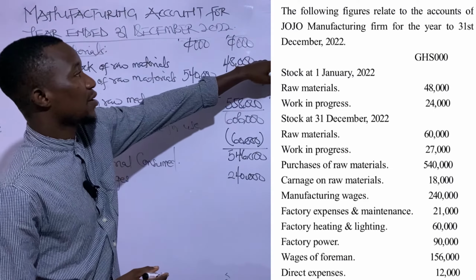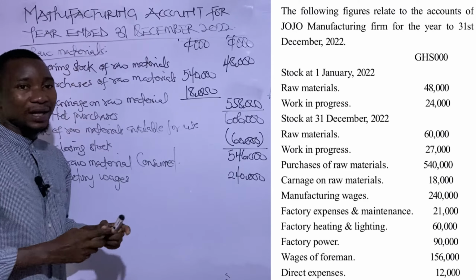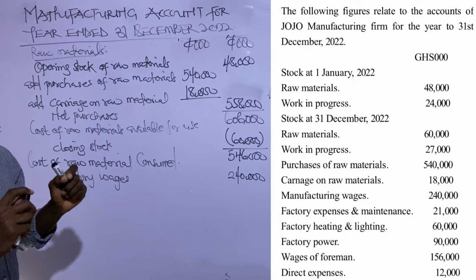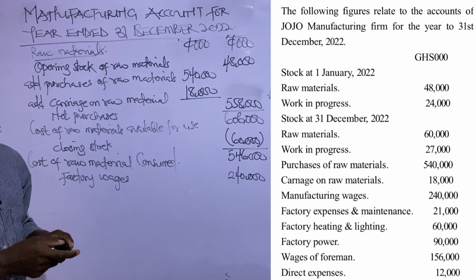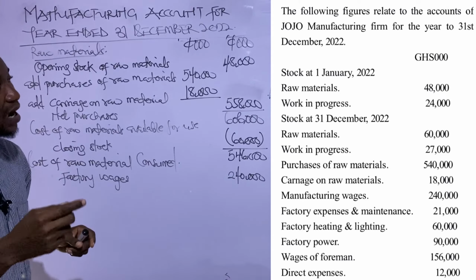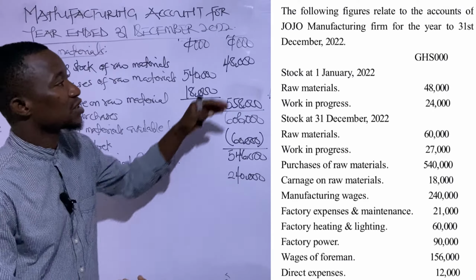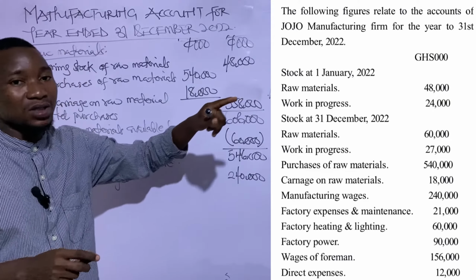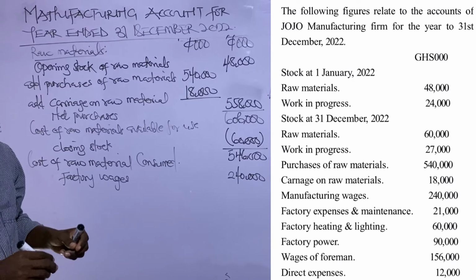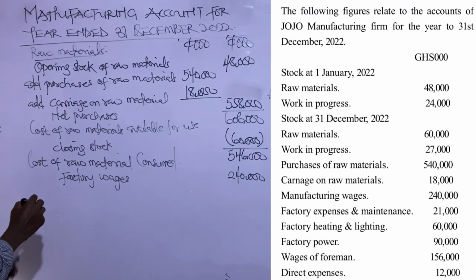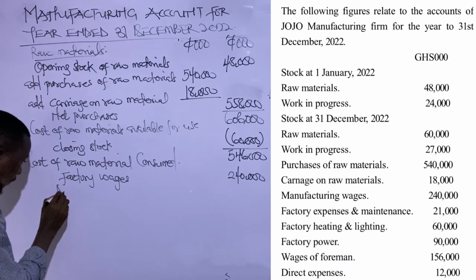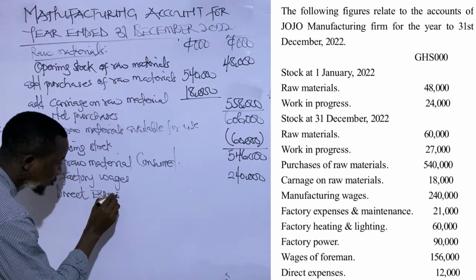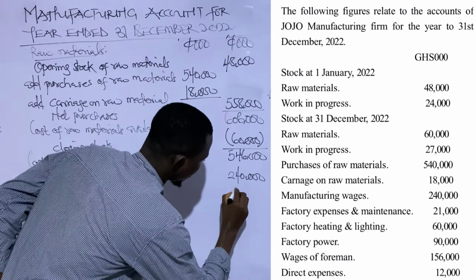So let's look at the direct expenses cost as well. Looking at this question, the only direct expenses cost is the direct expenses itself. The other expenses are indirect, and all indirect fall under factory overheads. So we are only looking at the direct expenses cost, and we have one direct expenses cost in the question, that is 12,000. So we have direct expenses, and that is 12,000.